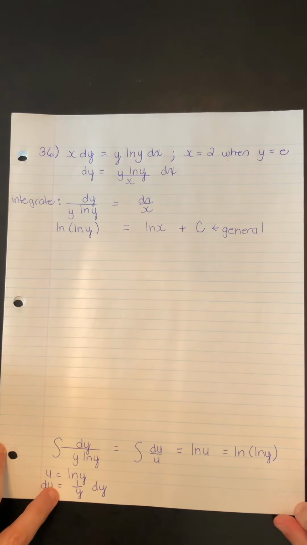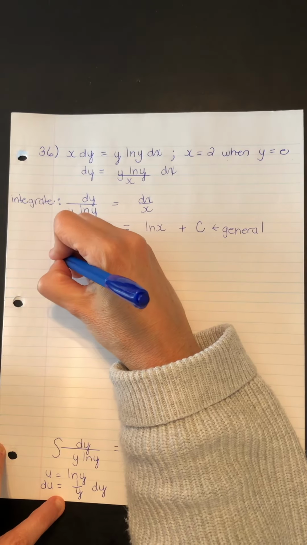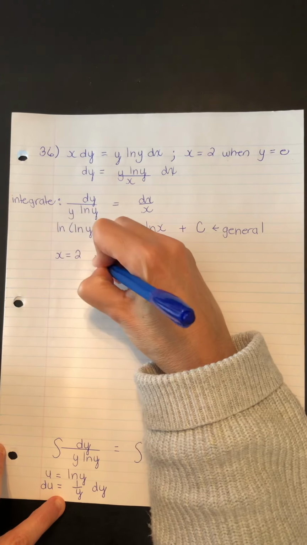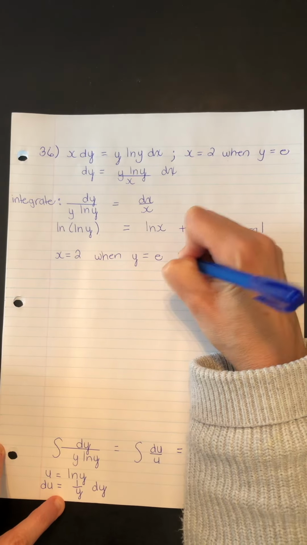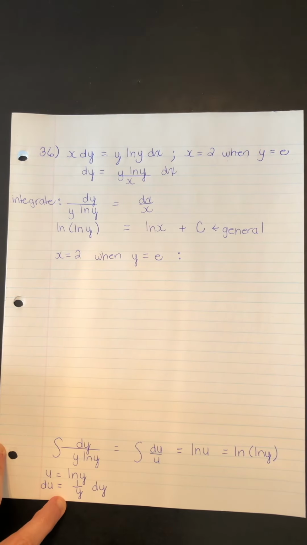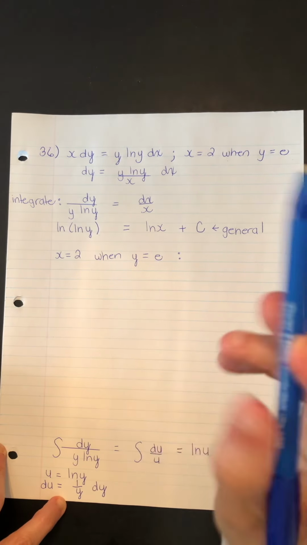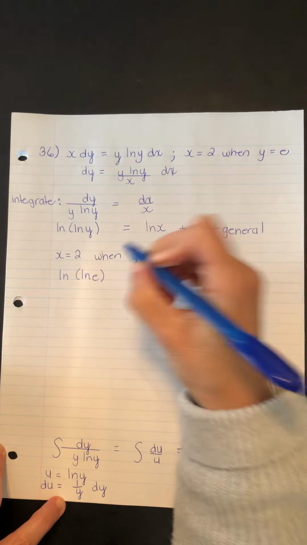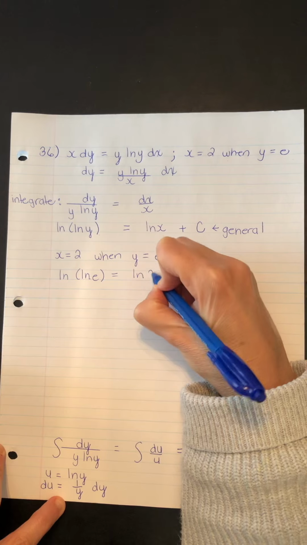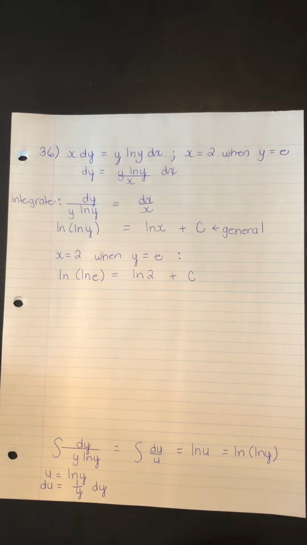And now, if we hope to find a particular solution, we must use this information given. So when x is 2, y is e. So this means we can substitute 2 right here and e right there. So we're going to have the ln of e is equal to the ln of 2 plus c. And from this, we can work out the value of c.